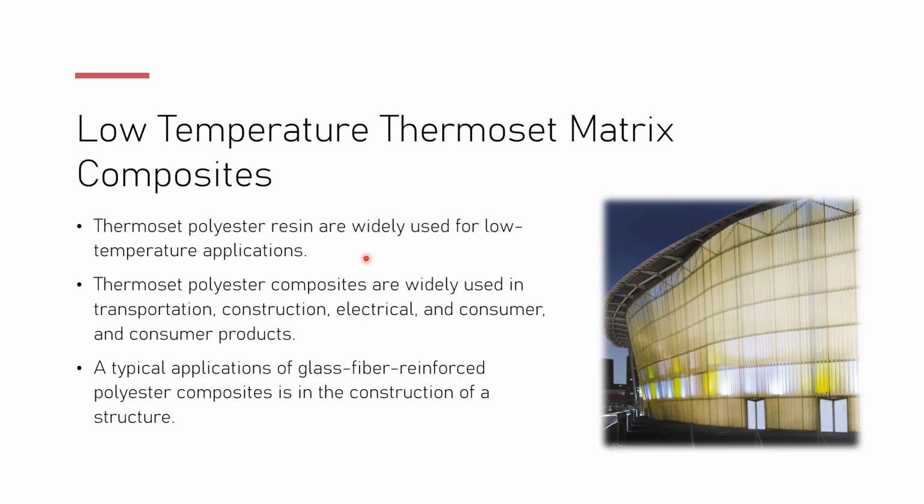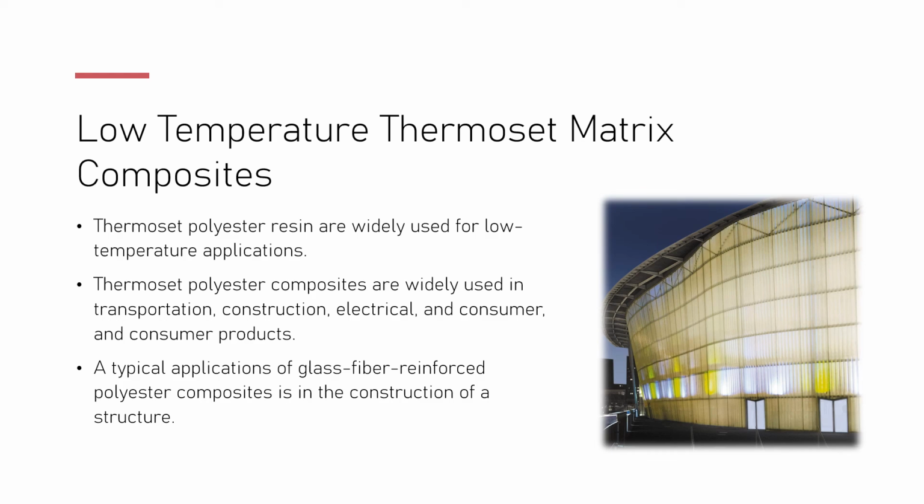Okay, so low temperature thermoset matrix composite. Thermoset polyester resin are widely used for low temperature applications, usually in construction. So thermoset polyester composites are widely used in transportation, construction, electrical, consumer, and consumer products. Okay. So a typical applications of glass fiber reinforced polyester composites is like this in construction of a structure. So here you can see these are all thermoset composite.